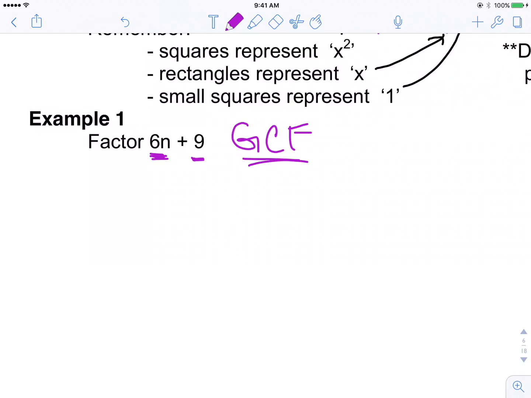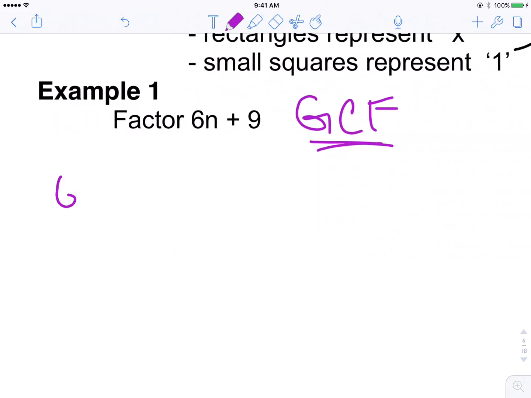A lot of these early questions, you'll see that they're fairly simple. The idea is for you to understand what the process is before we dive into some bigger, more complicated questions. So if we're going to look at this using greatest common factor, I think to myself, I can take 6n and break it down into prime factors of 2 times 3 times n. And I can take 9 and break that down into factors of 3 times 3.